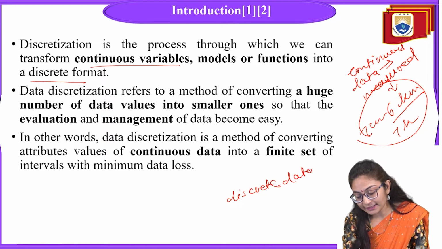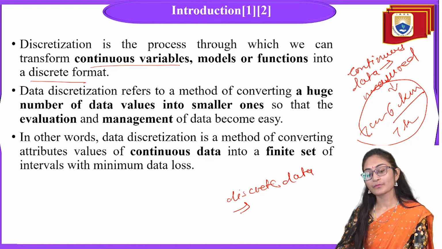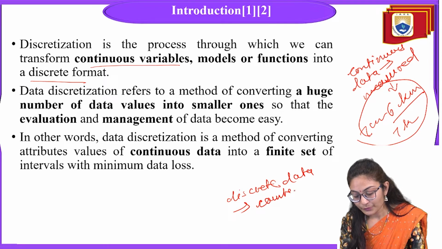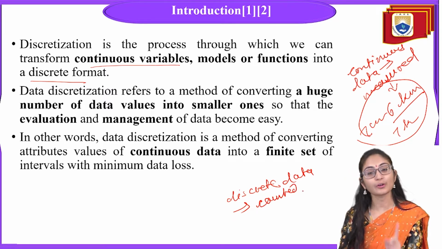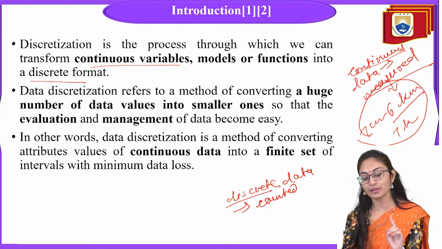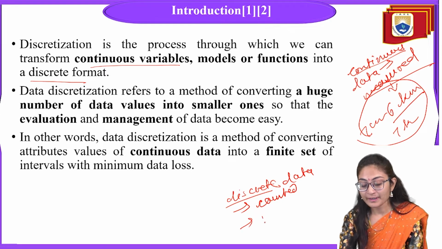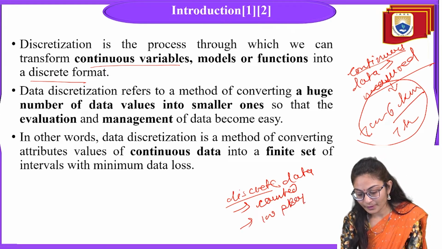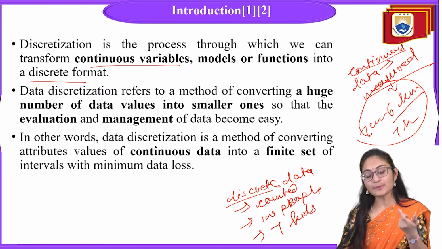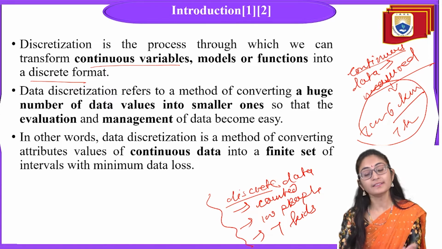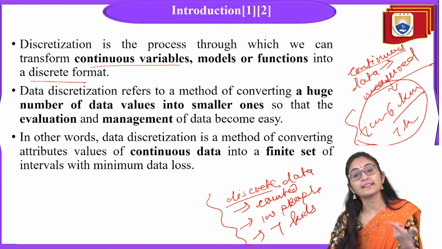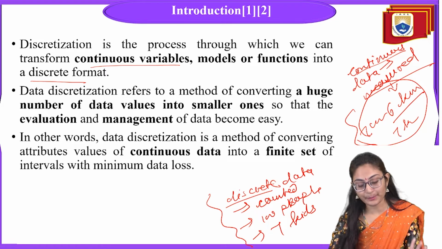And this discrete data can only be used for counting purposes. Continuous data is used for measuring and discrete data is used for counting. For example, 100 people, 7 kids. That means these things we can count but we can't measure, and those things we can't count, we can only measure.